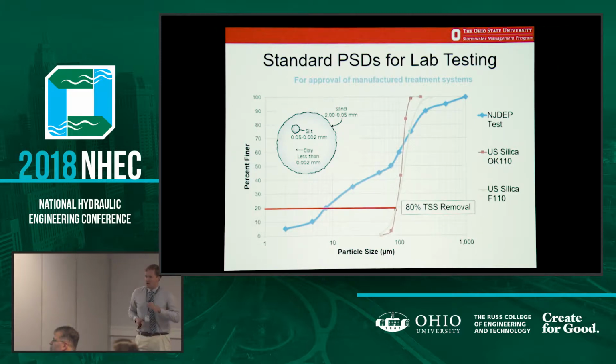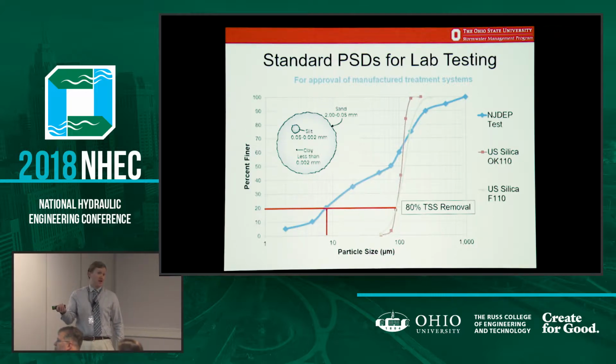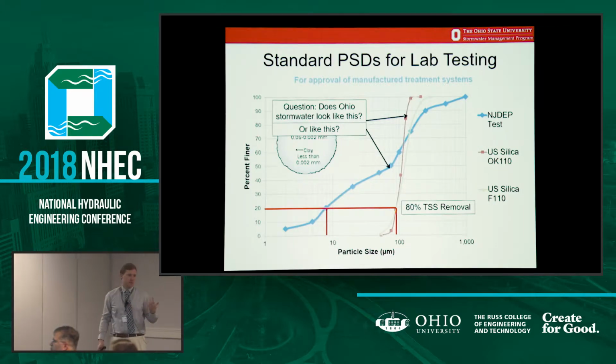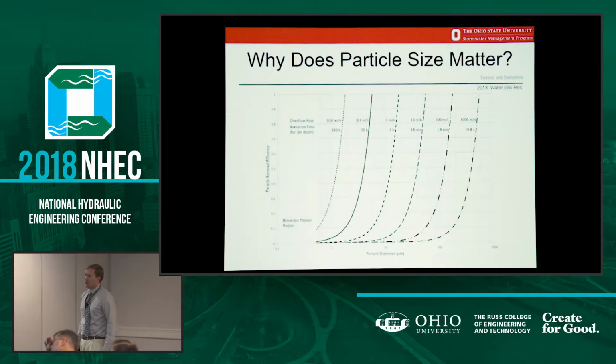So just to give you an idea, to get 80% TSS removal for the OK110 distribution, you really have to remove all the particles greater than 90 micrometers. Relatively easy to do, okay? If you do that same thing with the NJDEP or the TARP distribution, you have to get down to 9 micrometers. So you're down very, very low, very small silt size fraction. So it's much more difficult to hit. So the question really in this project was, does the stormwater look like the OK110 distribution, or does it look more like the TARP distribution? Okay, that's the basic question we're going to try to answer.